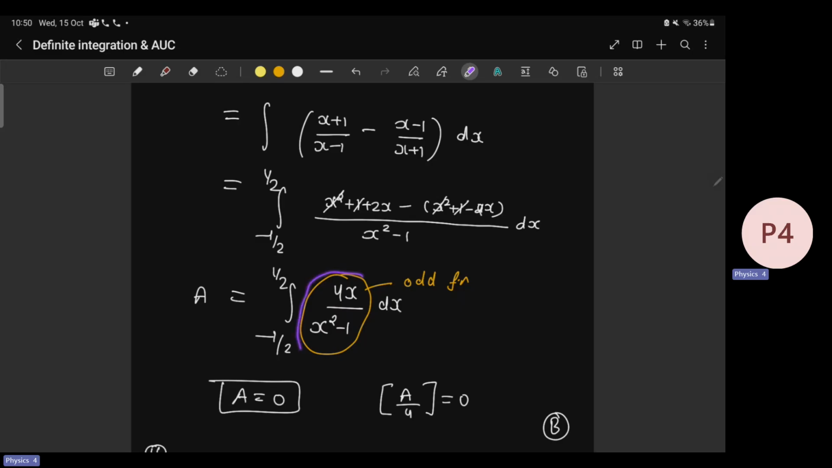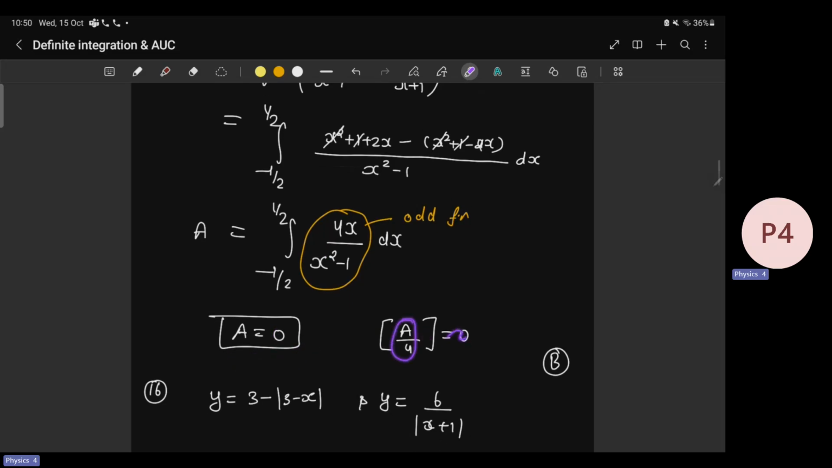See, this is an odd function, because this is even, this is odd. So this overall function is an odd function. Integral from minus a to a of f(x) dx is equal to 0 when f(x) is an odd function. So this is simply 0. The value of A is 0. So the greatest integer of A by 4 is also 0. Answer is B.